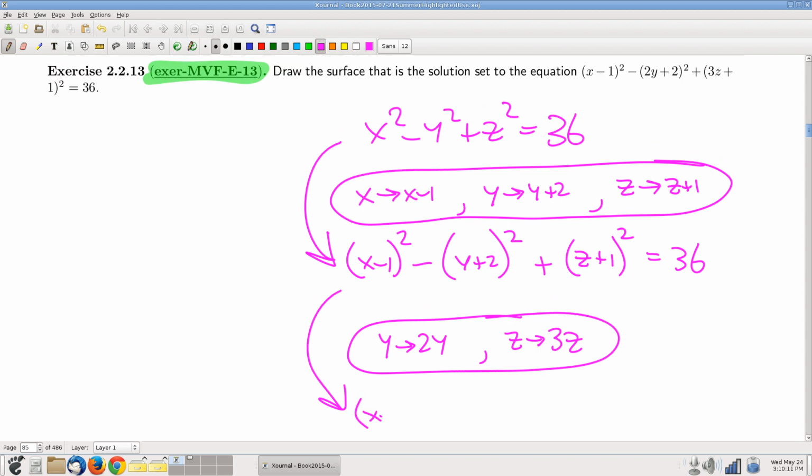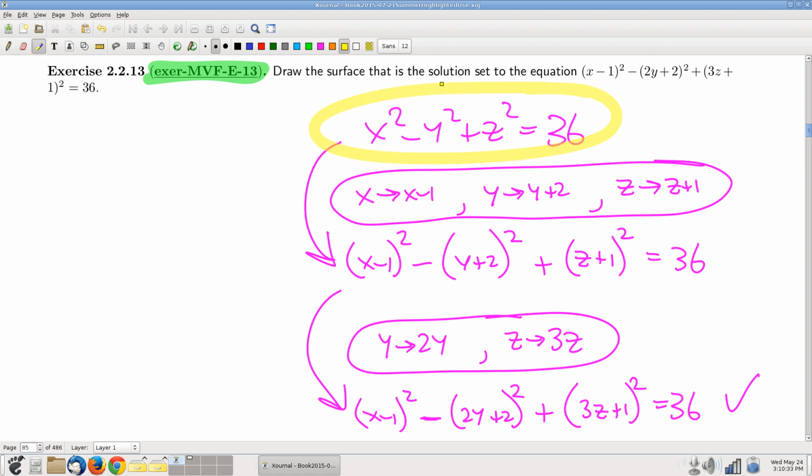So we now have x minus 1 quantity squared minus 2y plus 2 quantity squared plus 3z plus 1 quantity squared equals 36. From my original hyperboloid, this itself is a stretch of the previous hyperboloid. But from that hyperboloid, you translate by this vector, and then you magnify by 2 in the y direction and 3 in the z direction. Oh gosh, you squish. I wasn't thinking backwards. This is a squish by a factor of 2 in the y direction, and this is a squish by a factor of 3 in the z direction. Everybody good? You all know what I meant. Okay, great.